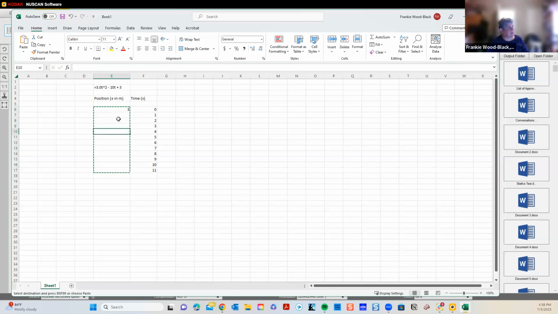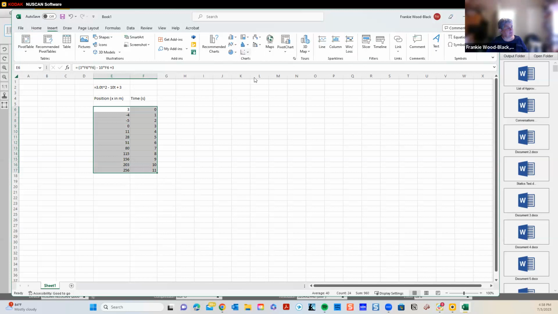Copy, paste. Now I have my numbers, and we can go through and verify that that equation is correct. So we can actually see it. And now what I'm going to do is plot it. So I'm going to come in here, do an insert, do a chart, and do a scatter plot.